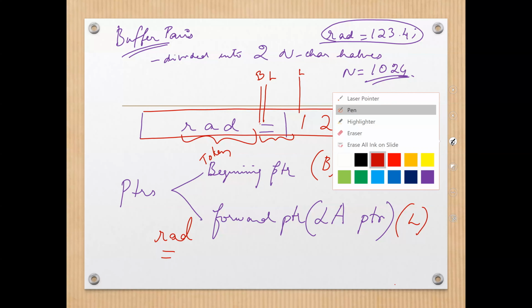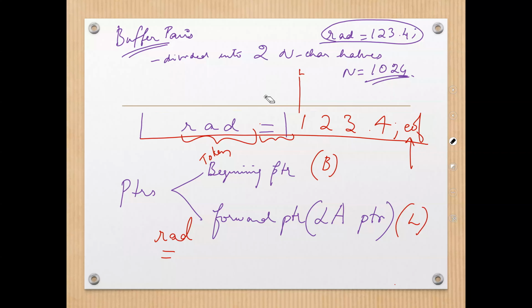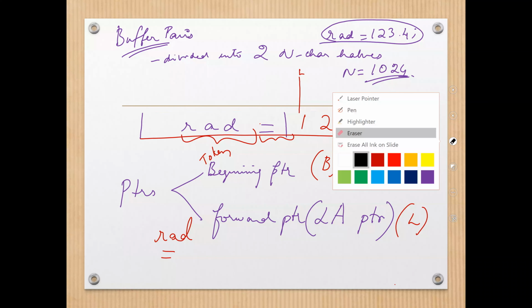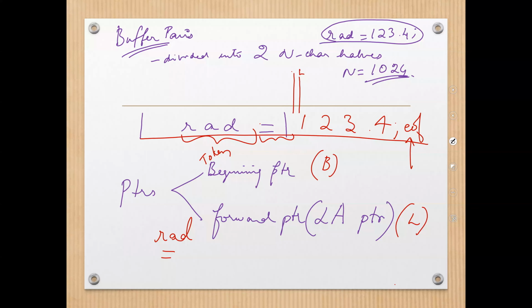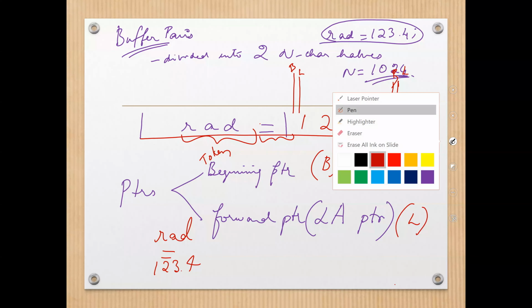Again, B and L both point to a new location. B also points over here. L starts traveling up till here. When it encounters a semicolon, everything between B and L is a token, which means I have recognized my next token, 123.4. Now B and L are again over here. This is as good as an end of file. I've reached the end of this particular buffer 2.